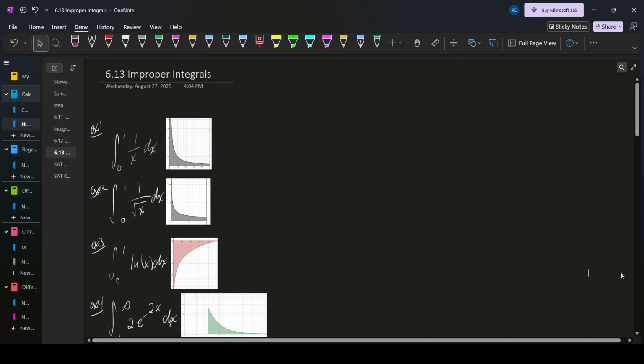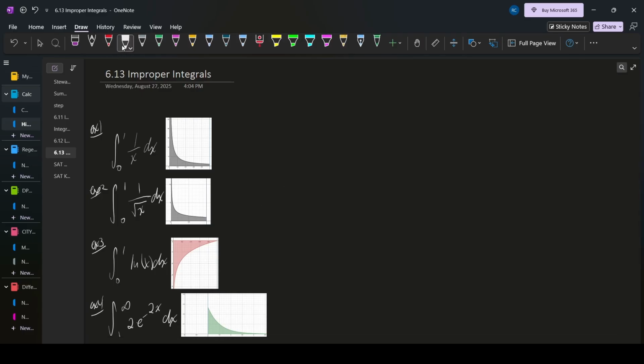Let's jump into 6.13 improper integrals. Please recall that a definite integral is an integral from a to b of f of x dx. And by the fundamental theorem of calculus, the first lemma, this becomes the antiderivative of b minus the antiderivative of a.